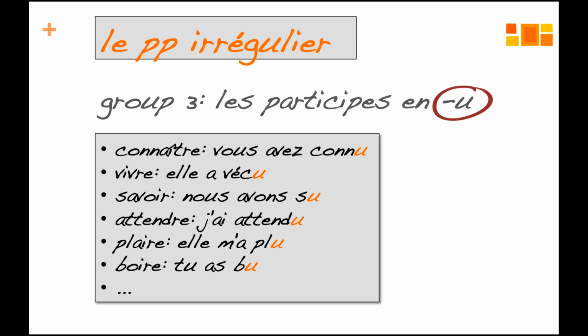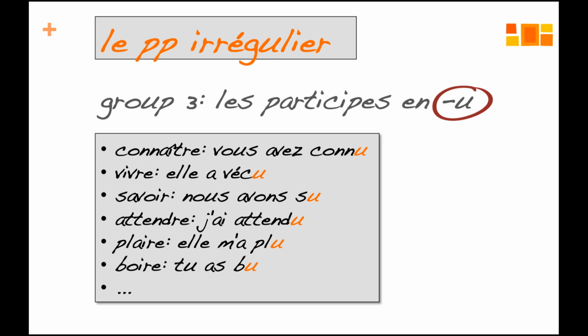And there is a second part here. Connaître, vivre, savoir, attendre, plaire, boire. Connaître, to know. Vous avez connu. Vivre is to live. And here your past participle is completely irregular, but it has a u in the end. Elle a vécu. She lived. She has lived. Savoir, to know. Nous avons su. We knew. Attendre is to wait for somebody. J'ai attendu. I waited.